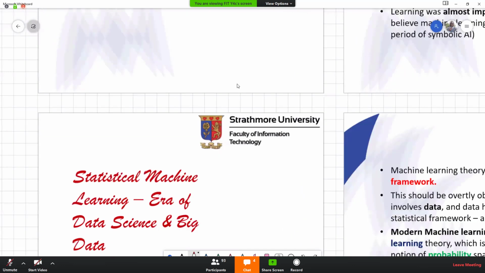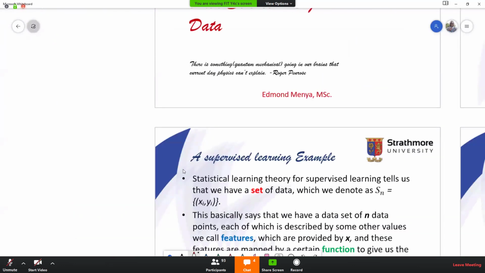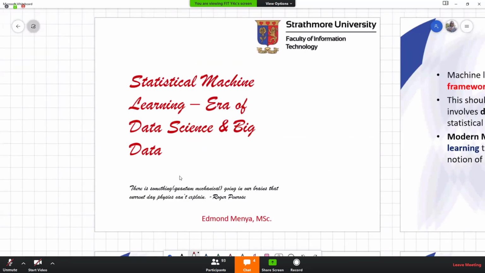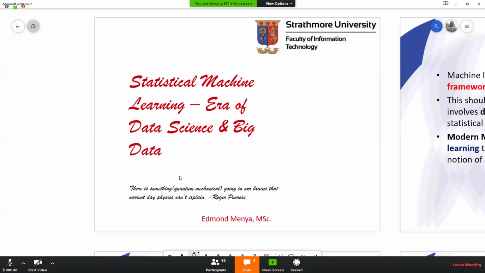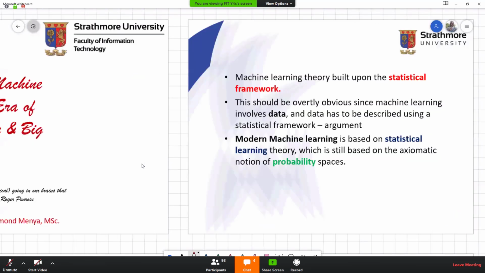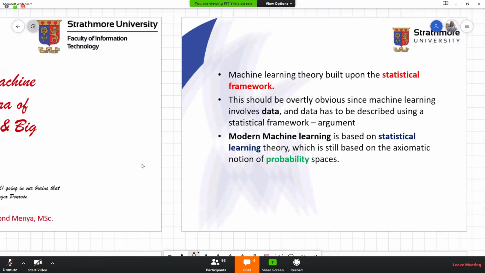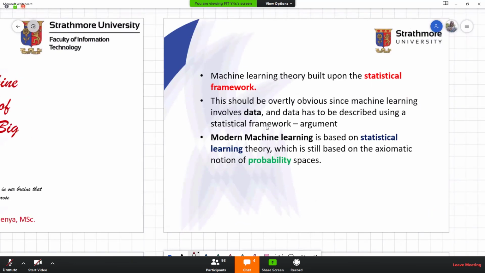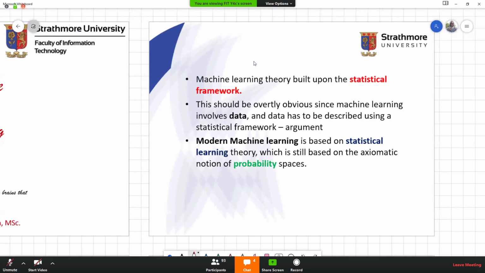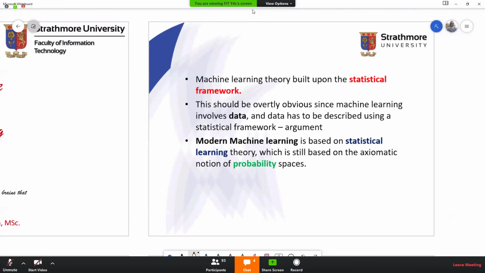Now, it's time to go to modern day AI, which is actually now called statistical machine learning. It's the area of data science and big data. That's the current period we are in. And this is actually what we are going to study a lot, statistical machine learning. So what is statistical machine learning? Very fast, we can look at this slide. Machine learning theory built upon statistical framework, okay? And this is going to be our model throughout the rest of the course.